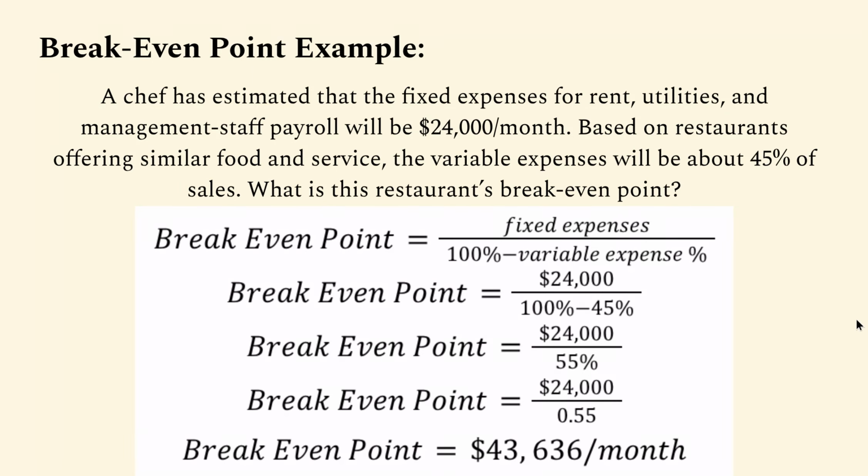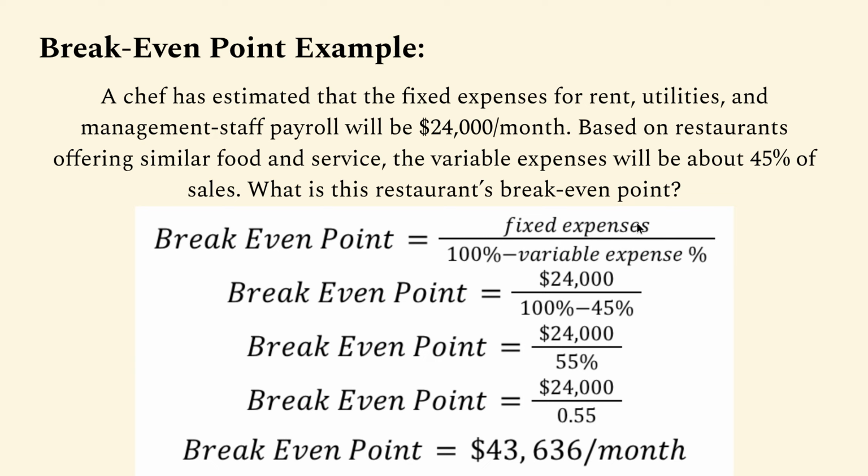So here is an example. Chef has estimated that the fixed expenses for rent, utilities, and management staff payroll will be $24,000 a month. Based on restaurants offering similar food and service, the variable expense will be about 45% of sales. So it looks like he just pulled this number from local businesses. What is this restaurant's break-even point?